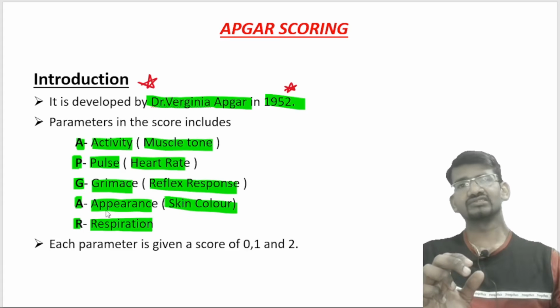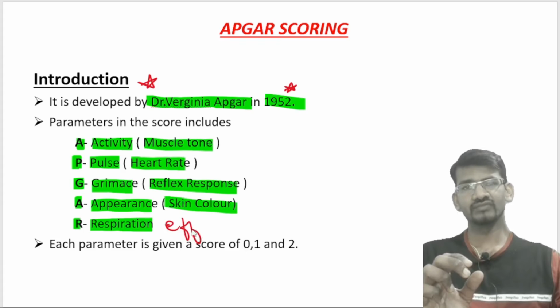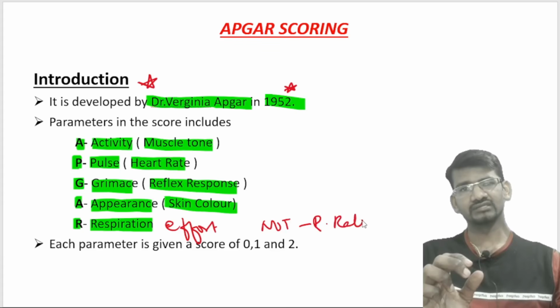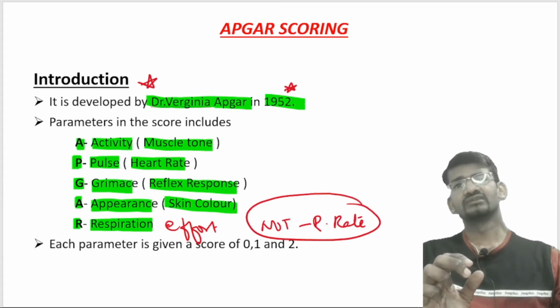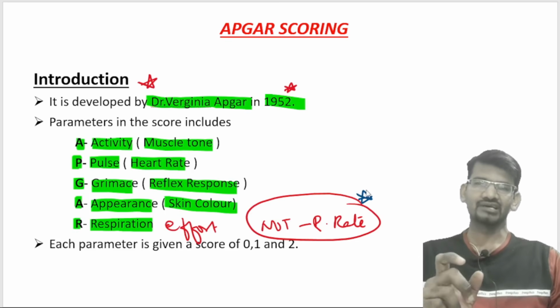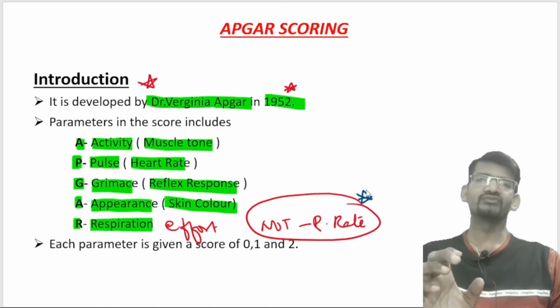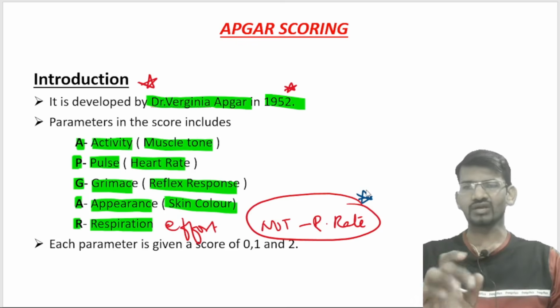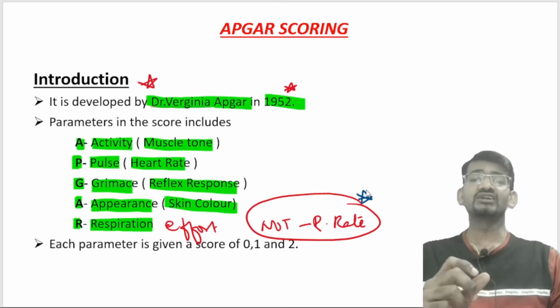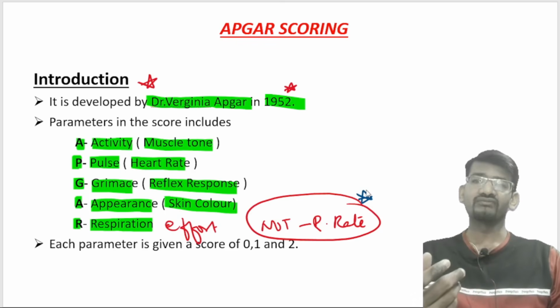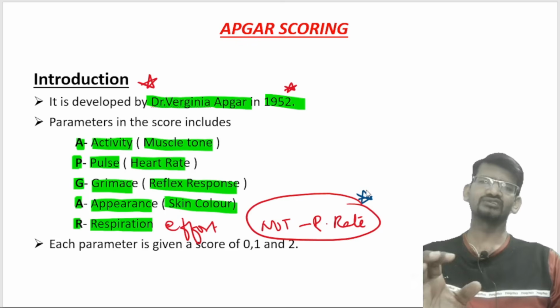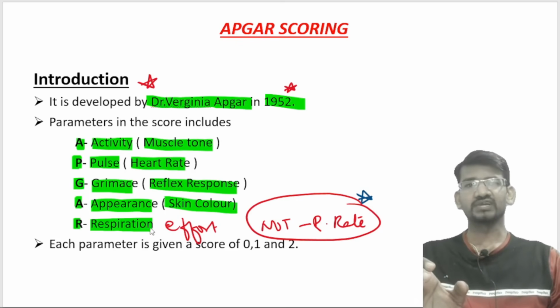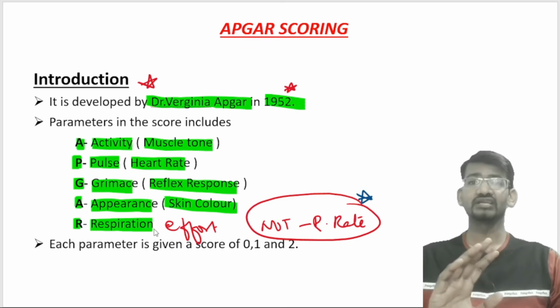Remember, this is respiratory effort, not the rate. Remember this is very important. The examiner may confuse you in the MCQs by giving the respiratory rate, so don't get confused. In the Apgar scoring system, we are not going to record the respiratory rate of a baby. Instead, we assess the baby's effort in respiration. You must remember this. Here we assess the respiratory effort, not the respiratory rate.